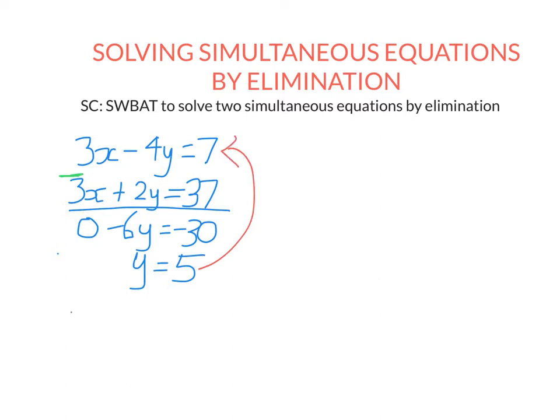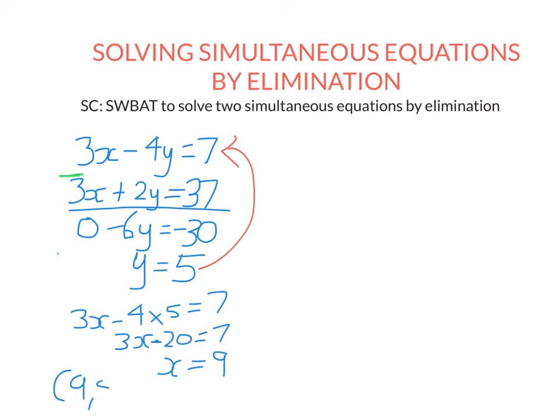So I get 3x minus 4 times y, which is 5, equals 7. 3x minus 20 equals 7. And you know how to solve from here. You add 20 to both sides and then divide by 3. You get x equals 9. So the solution to this equation is x equals 9, y equals 5.